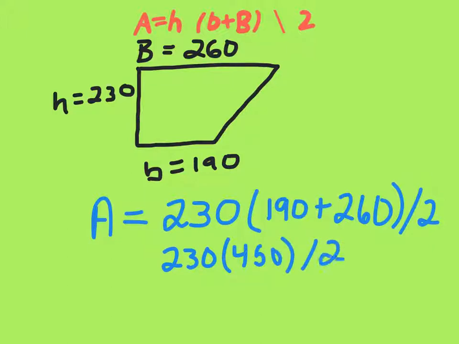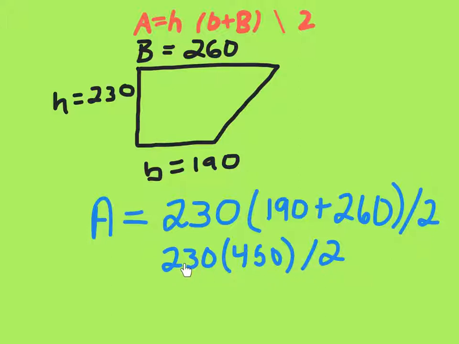divided by 2. Now, following the order of operations, excuse me. After parentheses, do I have any exponents? No. Do I have any multiplication or division? I do. I have both. I have 230 times 450, and then I have divided by 2. So when you have multiplication and division, do you know how you tell which one you do first? You work left to right. So you start on the left and you go to the right.